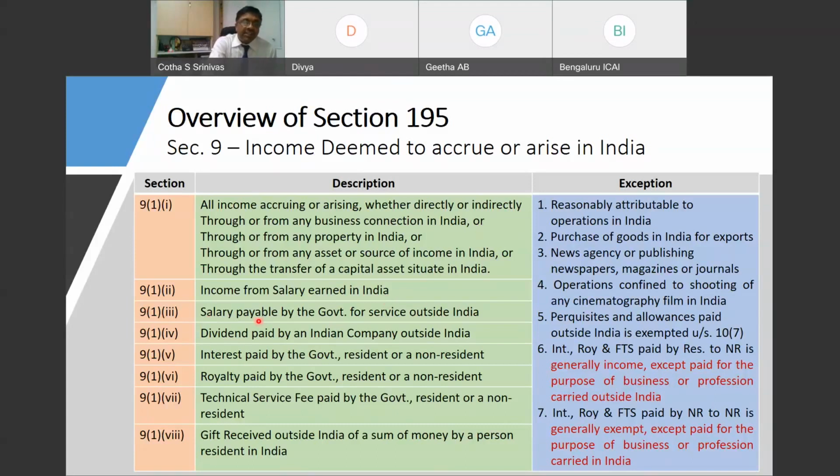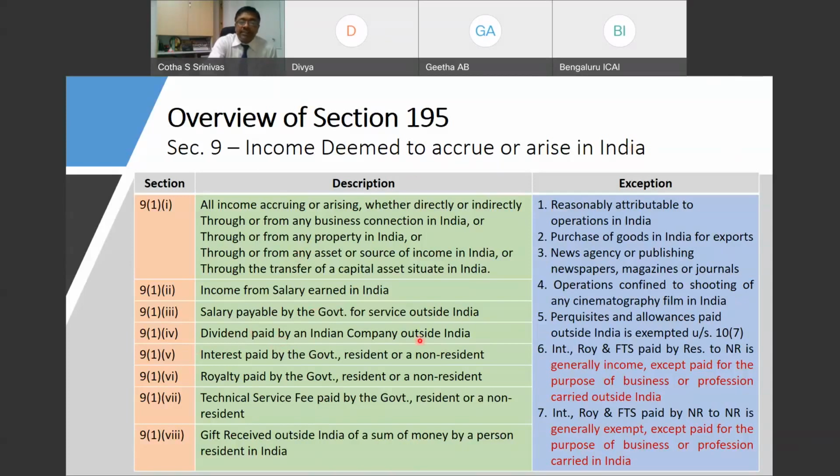9.13 talks about salary payable by government for service outside India. So these are all situations where the government has employed certain people, as in the embassies, as ambassadors, or the staff who work in other countries at the embassies. All those people, the government of India is paying salary to those people, even though they are non-residents. That salary will be considered as income deemed to accrue or arise in India.